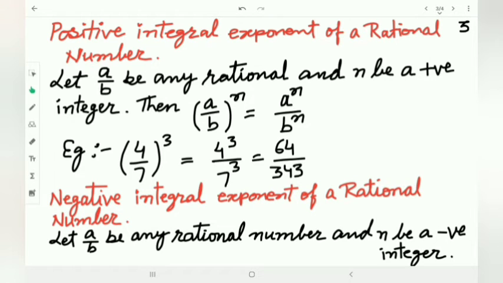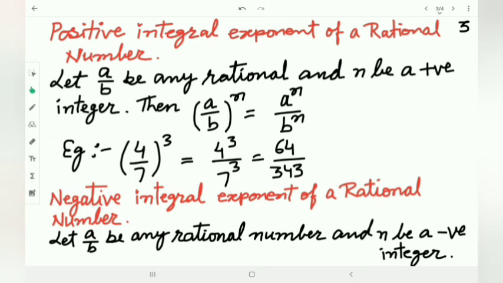Now we will discuss exponents with rational numbers, when the exponent is positive or negative. So the topic is the positive integral exponent of a rational number. Let a upon b be any rational number and n be a positive integer. Then a upon b raised to the power n is equal to a to the power n upon b to the power n.